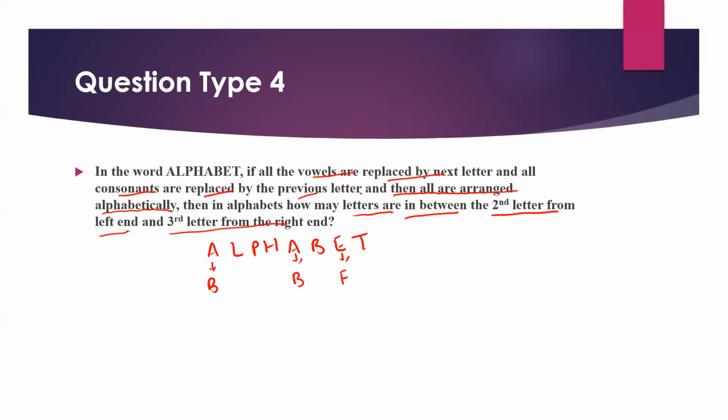After changing the vowels, we will now change the consonants. Consonants are replaced by the previous letter. So L will be replaced by K, P will be replaced by O, H will be replaced by G, B will be replaced by A, and T will be replaced by S. Okay.